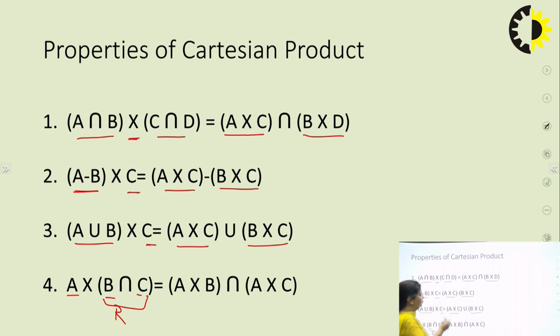So these are the four major properties of the Cartesian product which can be applied whenever we are making use of the Cartesian product on sets.